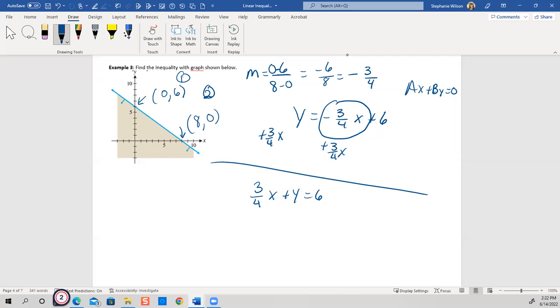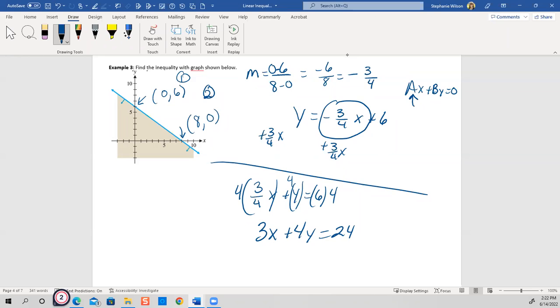I need this to be a whole number. As you can see, a is a whole number, not a fraction. So I'm going to multiply by the denominator, and what I do to one part, I have to do to every part. Now I get 3x plus 4y is equal to 24. It's written in standard form. And now we're going to write it as an inequality.